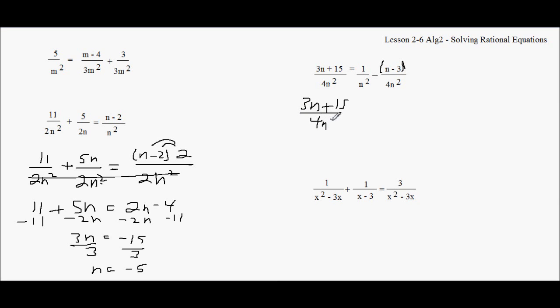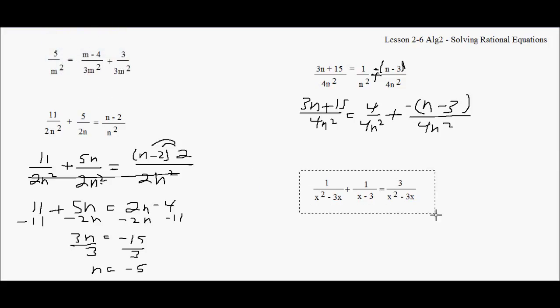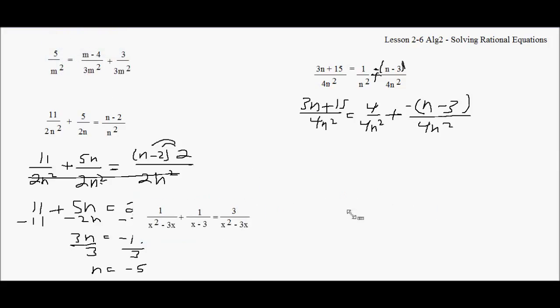So I have 4n squared equals, I'm going to multiply this by 4 and the bottom by 4. So we get 4 over 4n squared plus, I'm going to make this a plus and put the minus sign there. Minus the quantity n minus 3 over 4n squared. And I'm going to move this guy out of the way temporarily. And then I can wipe this out. Wipe the bottom out. So 3n plus 15 equals 4.